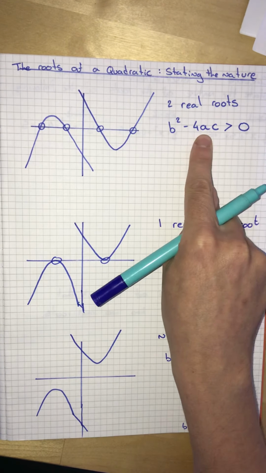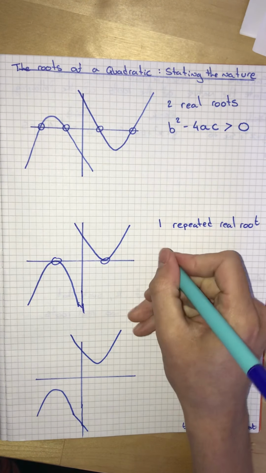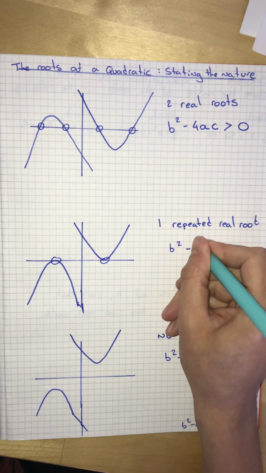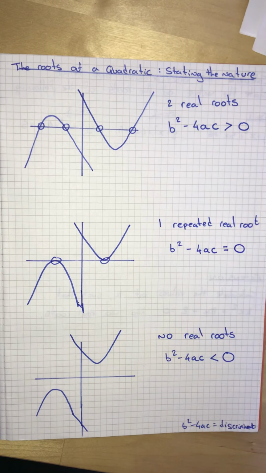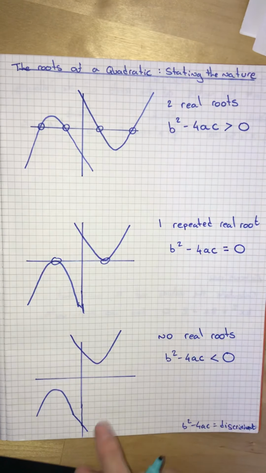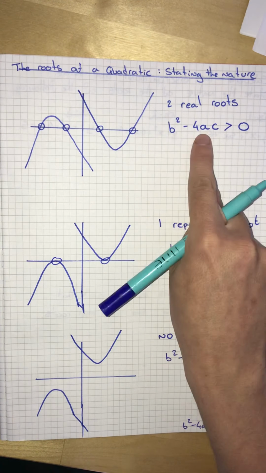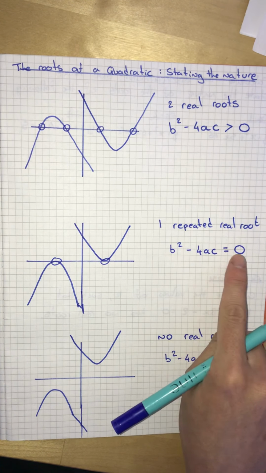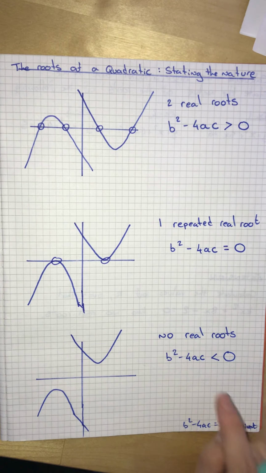b squared minus 4ac was greater than 0. b squared minus 4ac is less than 0. So when it is a repeated real root, it's b squared minus 4ac equals 0. And so those are the three natures of the roots that we can worry about. Two real roots with b squared minus 4ac greater than 0. One repeated real root with b squared minus 4ac equal to 0. And no real roots where b squared minus 4ac is less than 0.